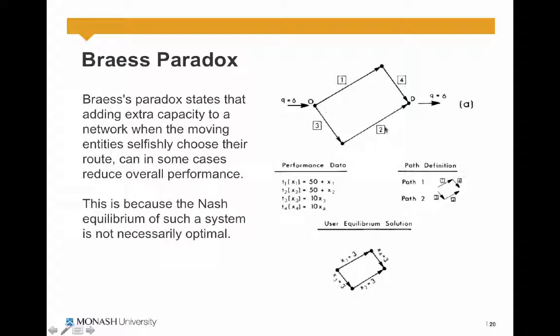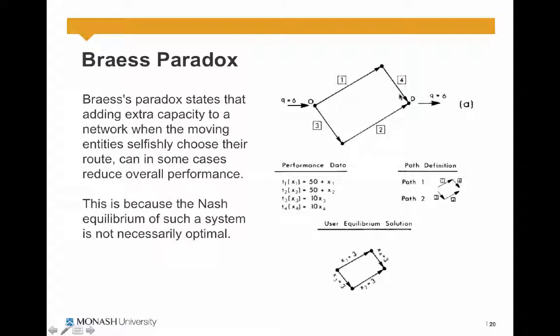If you solve this for user equilibrium, you find that 3 travelers will choose path 1 and 3 travelers will choose path 2. So the volume on link 1 will be 3, the volume on link 4 would be 3, and the volume of link 3 and 2 would also be 3. And if you want to calculate, the travel times must be equal, right?